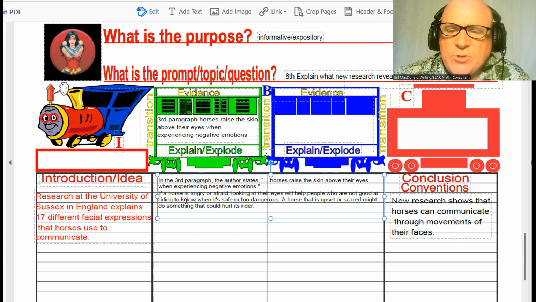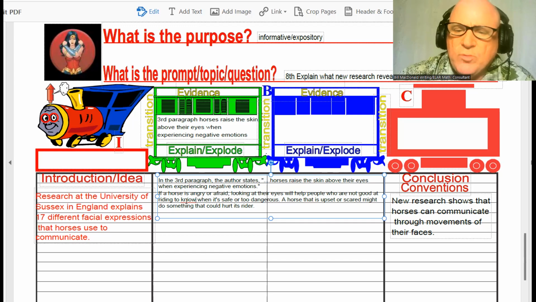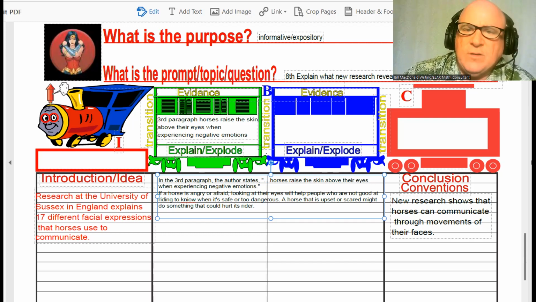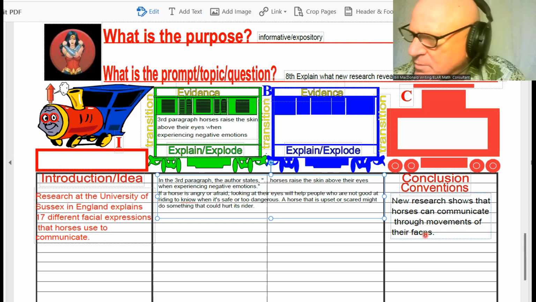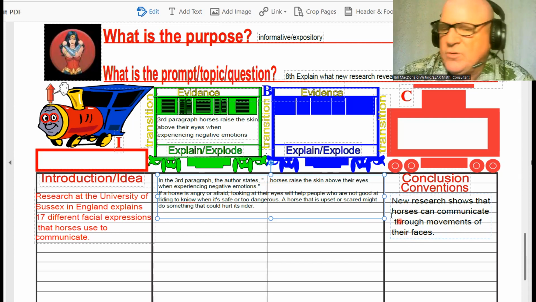All right. New research shows that horses can communicate through movement of their faces. Most of the prompt was restated. Researching, I used shows. As you can see here, I used the word shows instead of reveals. And then communicating is the same. The movement in their faces was something that I changed at the end. And so I'm going to add a Smartie to the pinky.